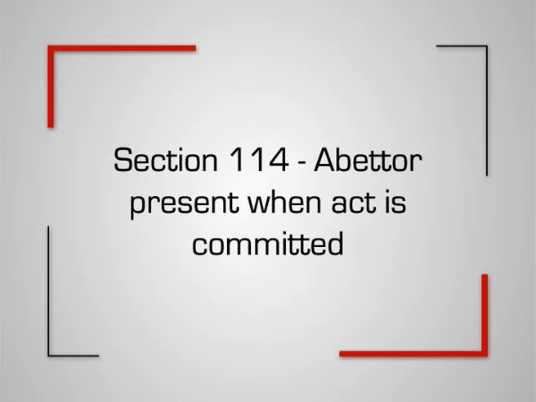Section 114. Abettor present when act is committed. Whenever any person who is absent would be liable to be punished as an abettor is present when the act or offence for which he would be punishable in consequence of the abetment is committed, he shall be deemed to have committed such act or offence.